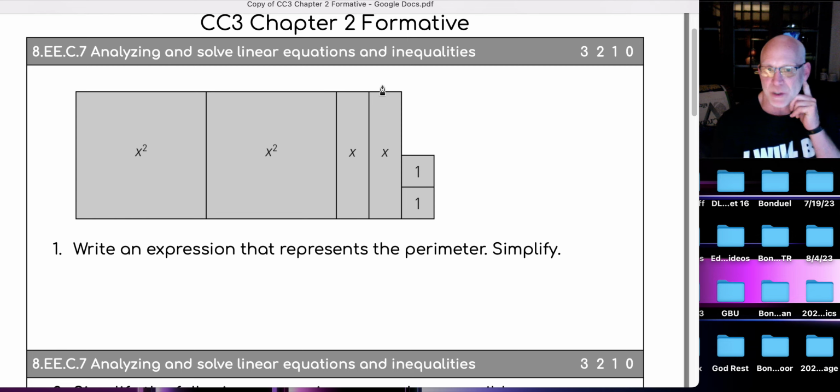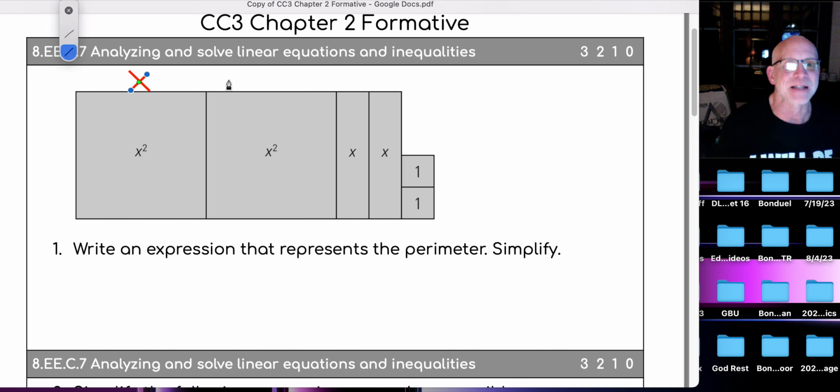First one looks like this. What's the perimeter if we walked around the side? Remember, this isn't x squared up here. That's x, and that's x. X squared means x times x, the area, but the perimeter, the length, is only x on the outside. So we got x, x, x, x, x.